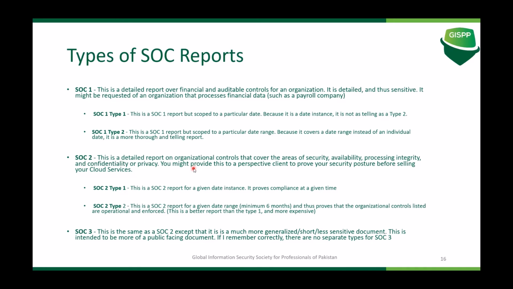Then we have SOC 3, which is the same as SOC 2, except that it is much more generalized, a short, less sensitive document. This is intended to be more of a public-facing document. So there are no separate types of SOC 3. It's just a report. It's a concise version, and it is more public-facing. And I think you can find this report by just asking the organization to provide it to you, because it's a very public-facing documentation.